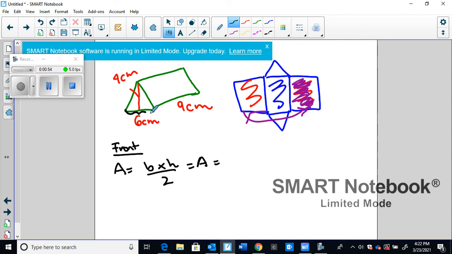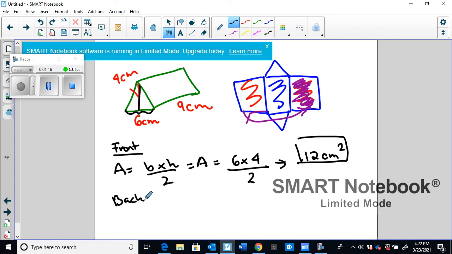Well, the base is going to be 6, times the height is going to be 4. Remember, height has to go straight from the bottom to the top of the triangle, divided by 2. 6 times 4 divided by 2 is going to be 12 centimeters squared. So the front is going to be 12 centimeters squared. And then we look at the back, and the back is actually going to have the same measurement. So the back is also going to be 12 centimeters squared. So we're going to leave that one.